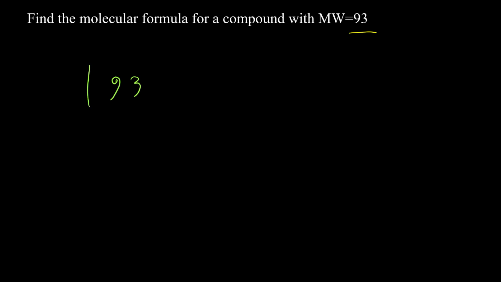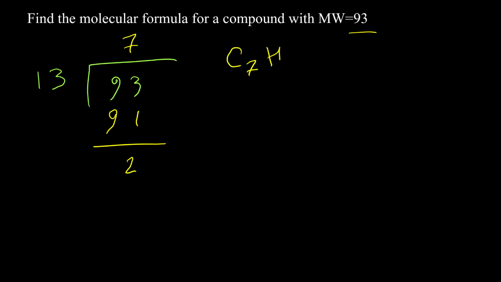Rule of 13: 93 divided by 13, the quotient is 7. 7 times 13 is 91. The remainder is 2. So we have C7H7 plus H2, which is C7H9. Well, this formula is not right.